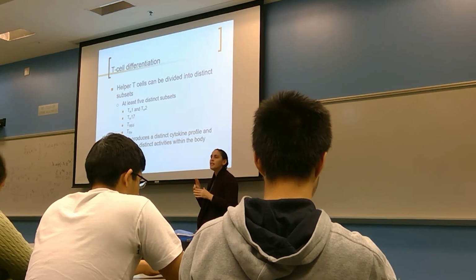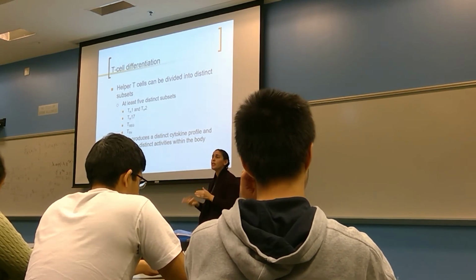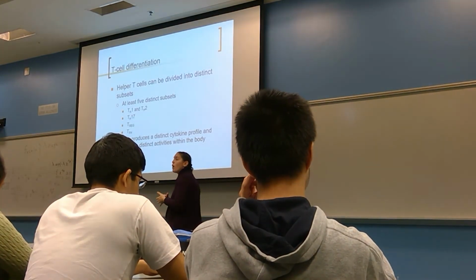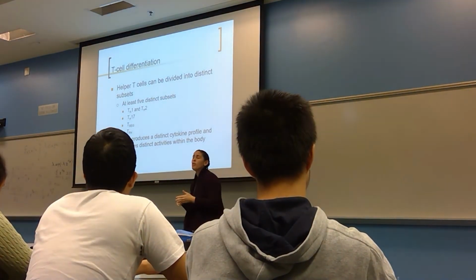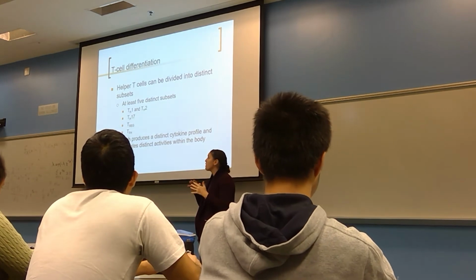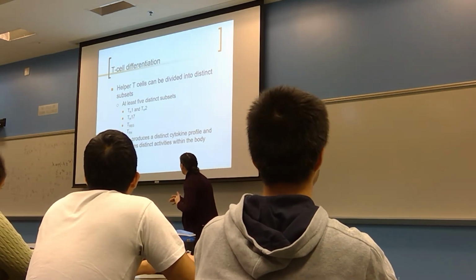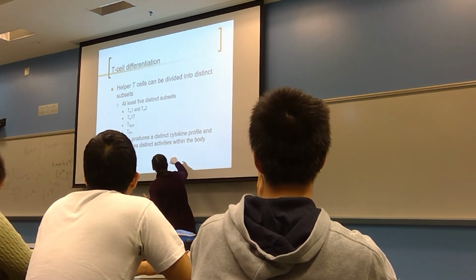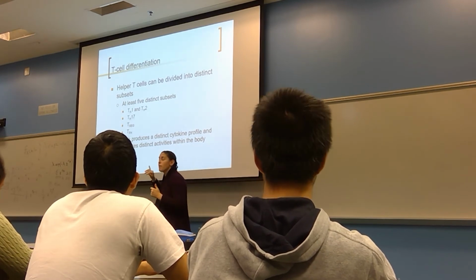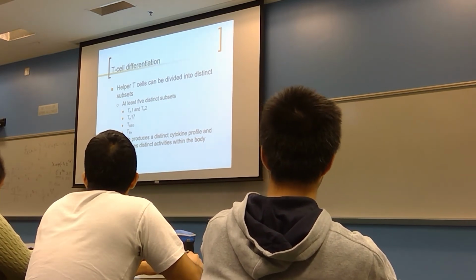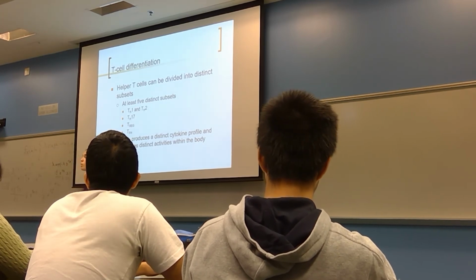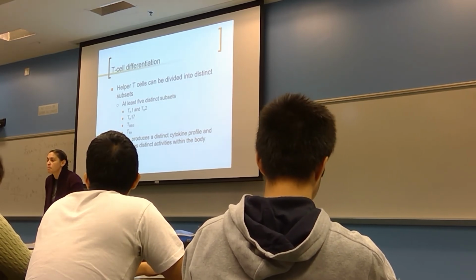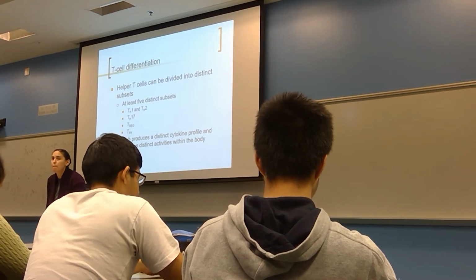We do know that a T helper 1 can become a T helper 2, and a T helper 2 can become a T helper 1. So we have seen that switching back and forth. We don't know if they can switch with other ones. Each one is going to produce distinct cytokines, and each has specific activities. Normal infection, bacteria and virus, the infected people.